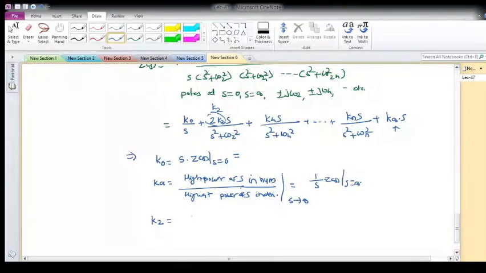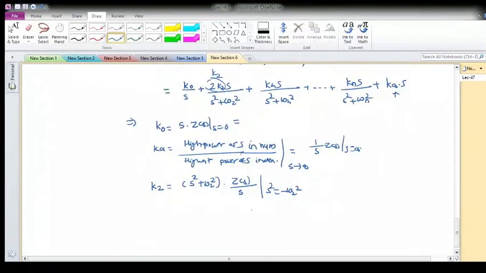Then next you evaluate k2, k4, like this, which will be the residue for the simple pole on the j omega axis. So you multiply by s square plus omega 2 square into z of s upon s, and evaluate at s square equal to minus omega 2 square. Why? Because this s will get cancelled with the residue wherever it is coming, so that you will simply get k2. Okay, k2 only we will use from now onwards.